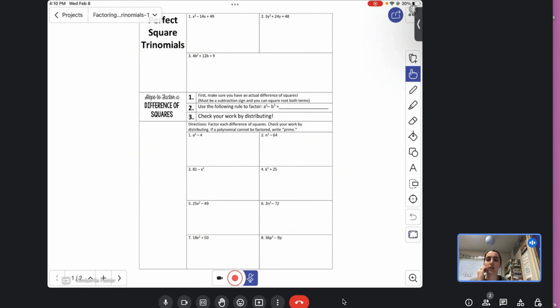Alrighty guys, this is perfect square trinomials and difference of squares. This is for Friday, February 10th.